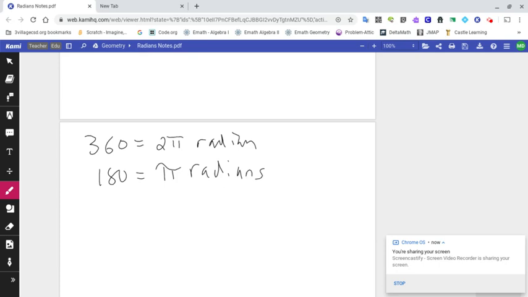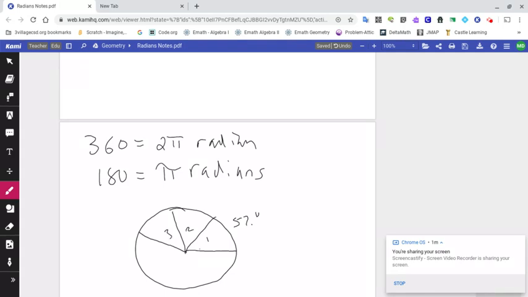Just as a visual representation of that, if I have a circle, we calculated that 1 radian was approximately 57 degrees, which is a little bit less than 60. So two of them is going to be a little bit less than 120, and three of them is going to be a little bit less than 180. This is 1 radian, this is 2 radians, this is 3 radians.